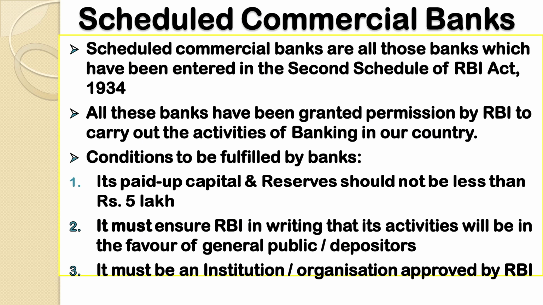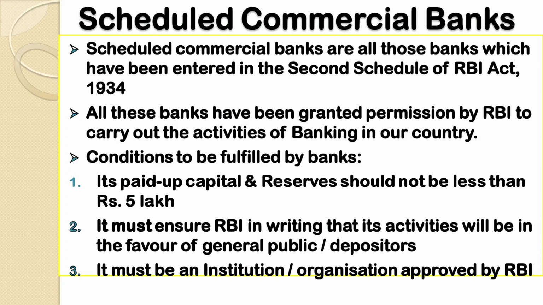Point number two is, it must ensure to the RBI in writing. That means that particular organization must give a statement in writing that its activity will be in the favor of the general public, or in the favor of the general depositors of the banking companies. And criteria number three is that it is duly approved by RBI or the central government.